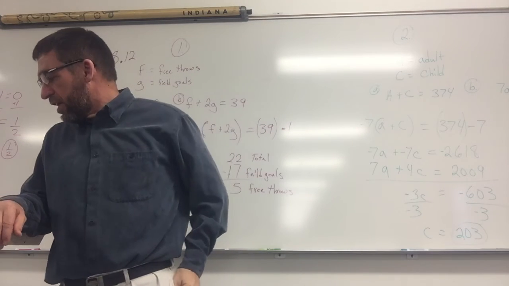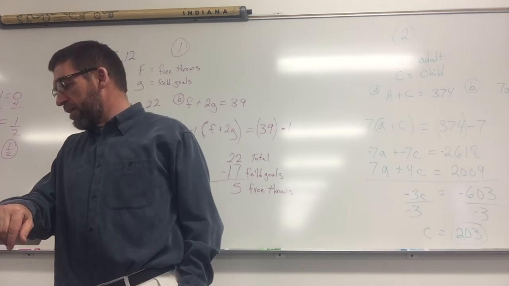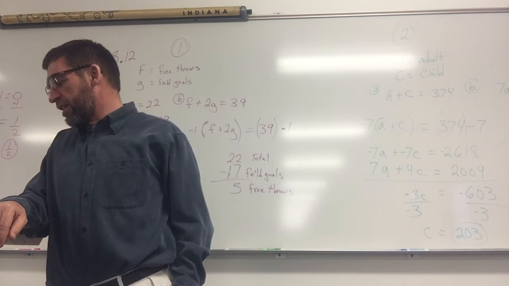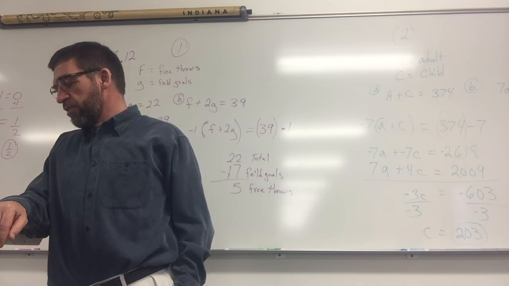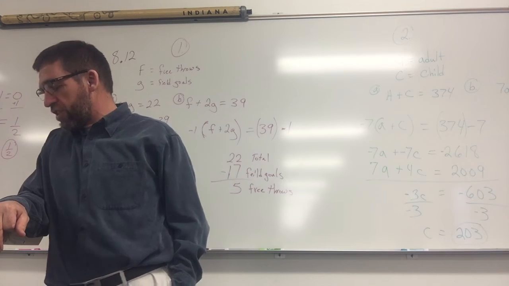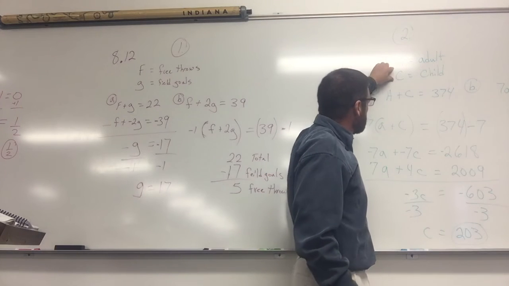The Acton County Center held a pancake breakfast to earn money for their children's playground, selling 374 tickets for a total of $2,009. If adult tickets were $7 and children's tickets were $4, how many of each did they sell? Okay, so adults is A, children is C.